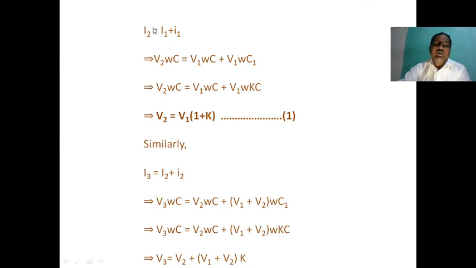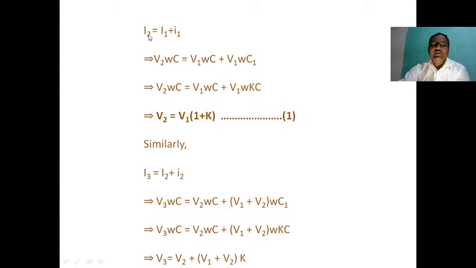Take one node. At that node point, according to Kirchhoff's law, I2 is equal to I1 plus small i1. Capital I2 is the charging current in self capacitance. Small i1 is also a charging current, due to shunt capacitance. At the node, according to Kirchhoff's law, current entering the node is equal to current leaving the node. Current entering the node is I2, current leaving the node is I1 plus small i1.